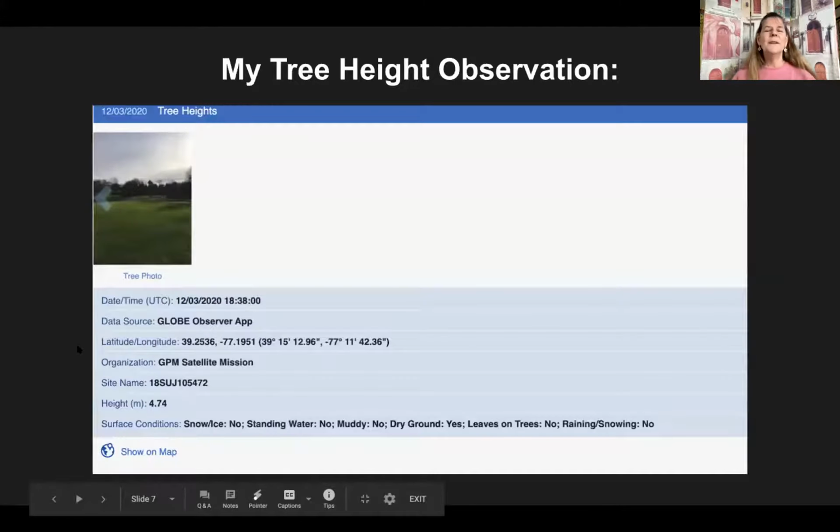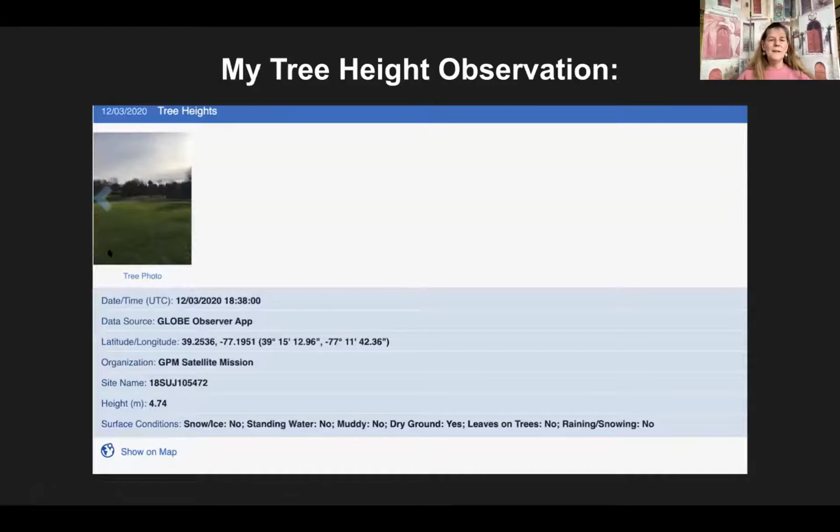So there, I did my tree height measurement, and I had taken a picture of my tree. So then when I look at my measurement, I can go and look at any of my data. I have the date that I took it, that I was using the app, my latitude and longitude. I happen to usually do my observations as part of the GPM satellite mission that I support, my site name, and then how tall my tree was.